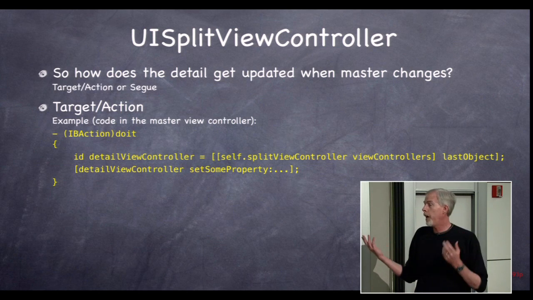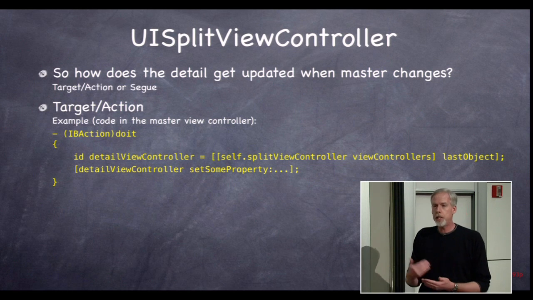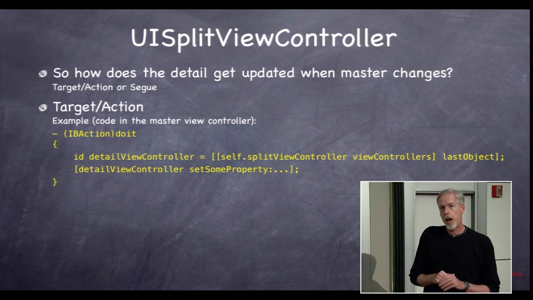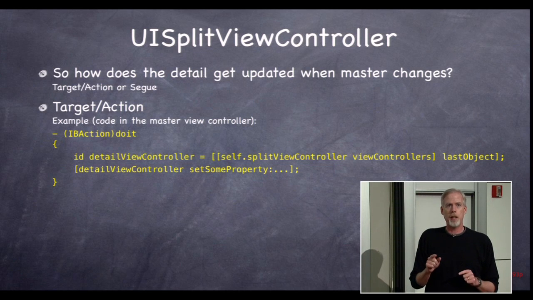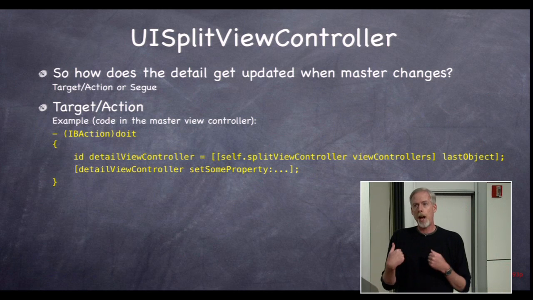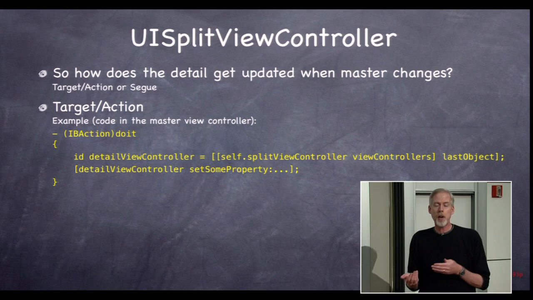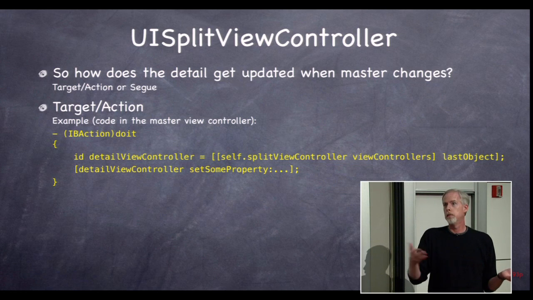So here's, for example, a target action message in the master view controller called doIt. And it gets the detail controller by using this special method in UIViewController called self.splitViewController. Okay, it's a property on UIViewController. It always returns the split view controller you're in, if you're in one. Remember we saw self.navigationController last lecture. That always returns a navigation controller if you're in one. Could self.navigationController return non-nil and self.splitViewController return non-nil? Anyone guess? Yeah. Absolutely. Yes, it could.